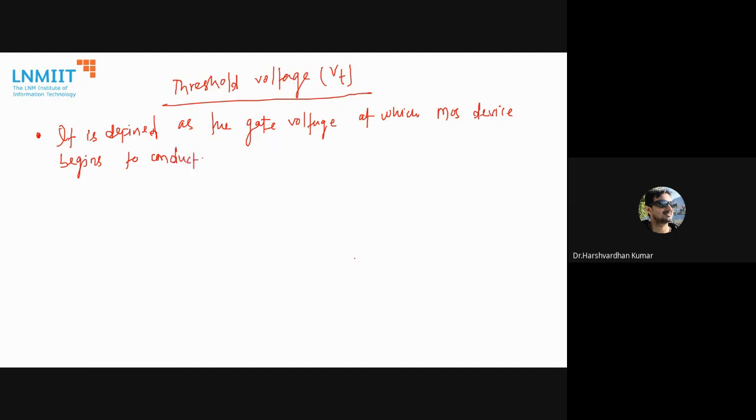So if I ask you, let us say if gate voltage, represented by Vg, is less than Vt, then what will happen in that case? Will the MOS device conduct or not? It will not conduct, right? Conduct means the device will not turn on, right? Good answer.